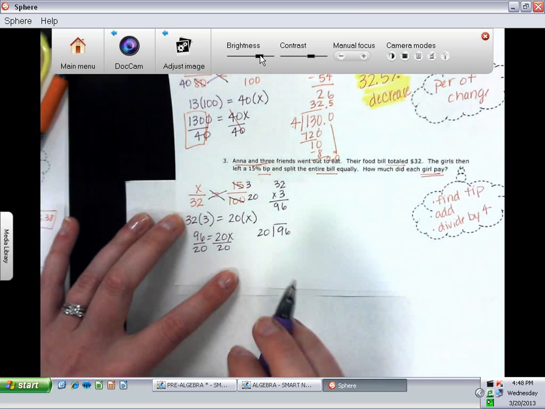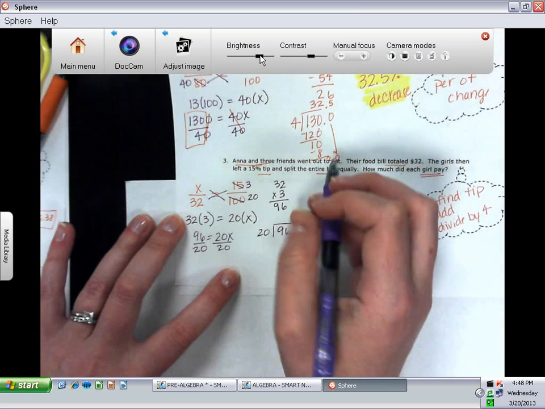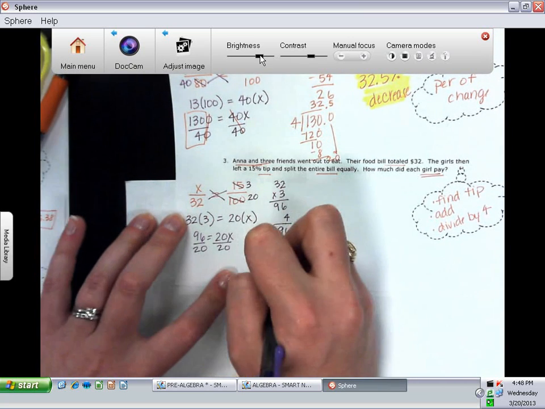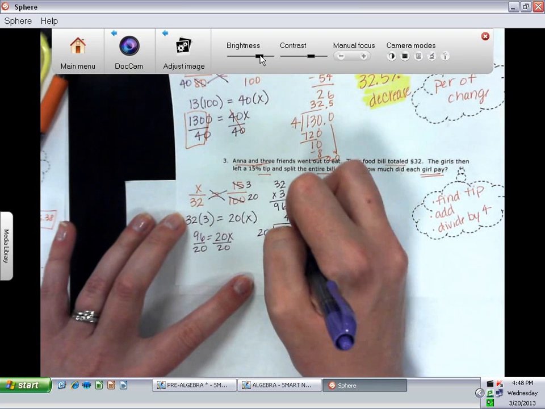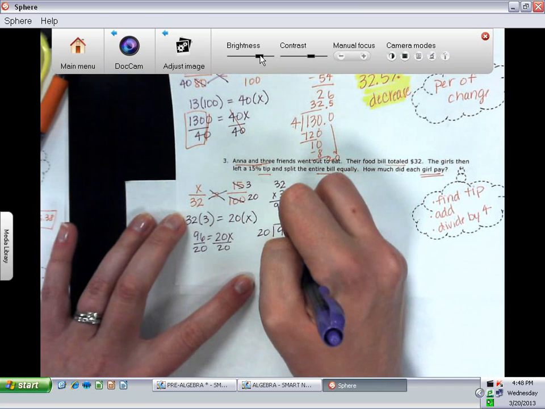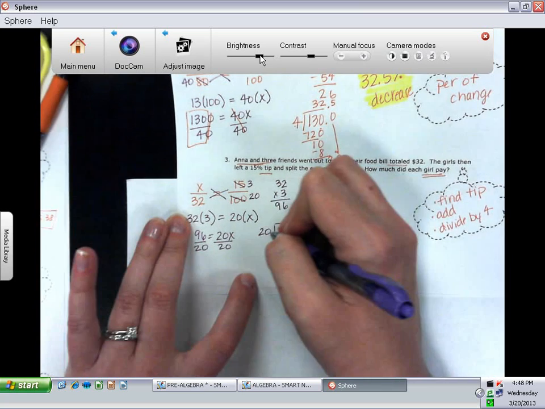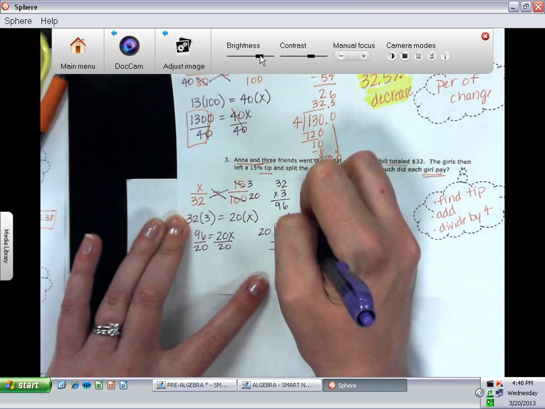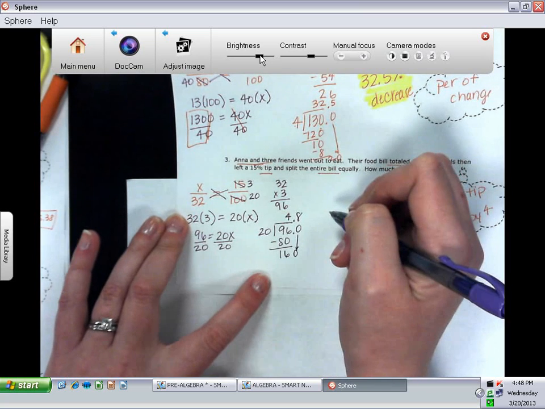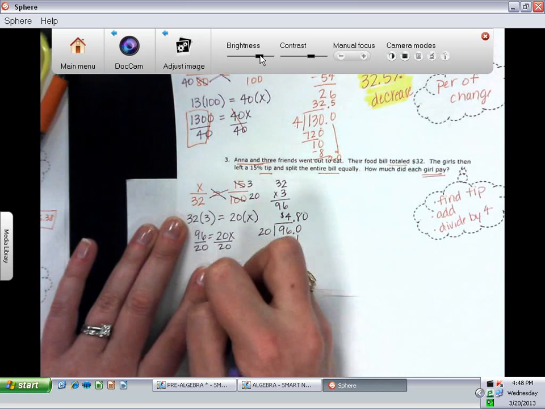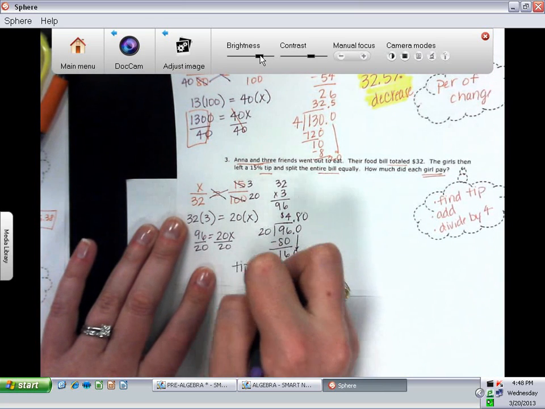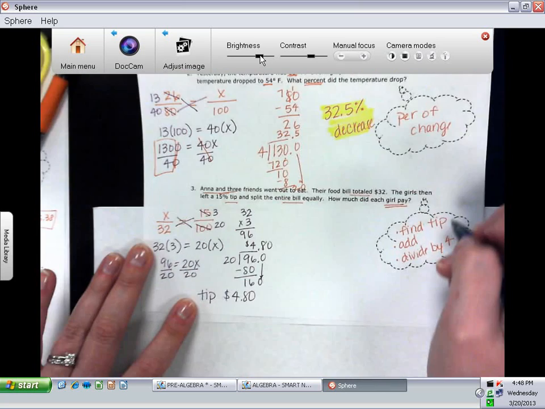20 goes into 96 4 times. 4 times 20 is 80. Well, there's 16 left over, so I need to add a decimal and a 0. So this works out nice. 20 goes into 160 8 times. And because it's money, I'm going to add another 0. So my tip is $4.80, which is the first step in my thought bubble here.